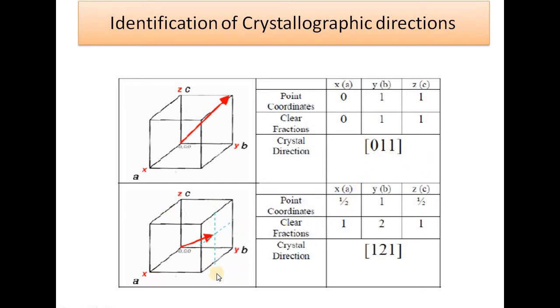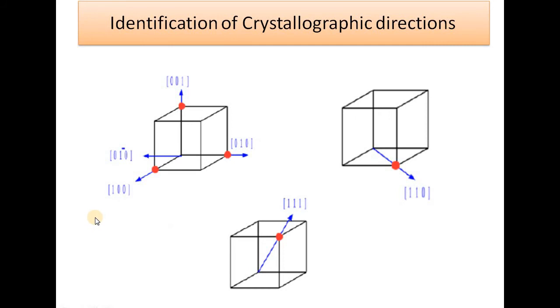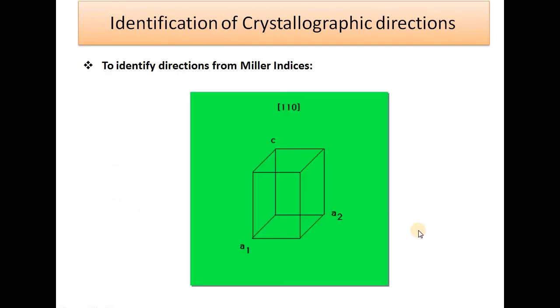Similarly, we have another example in which the point coordinates or the intercepts of the given crystallographic direction are 1/2, 1 and 1/2. Now we will clear the fraction by multiplying by the LCM, which is equal to 2. So we have here 1, 2, 1 as the Miller indices of the given crystal direction. Similarly, there are other examples for the exercise.